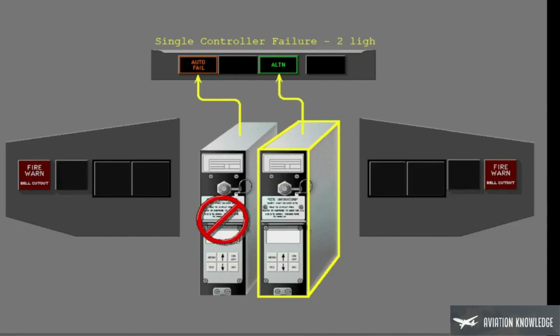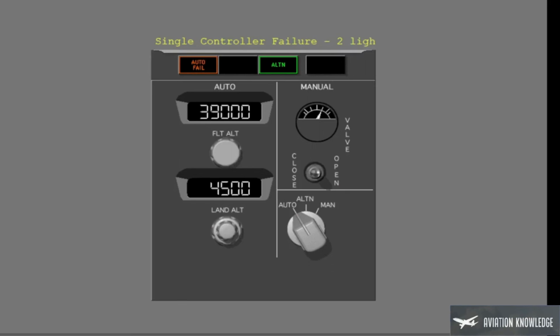The green alternate light shows that the alternate pressure controller now controls the pressurization system. The auto fail light shows that the primary controller has failed. To extinguish the auto fail light, select alternate on the mode selector now. The alternate pressure controller operates the same as the primary pressure controller.